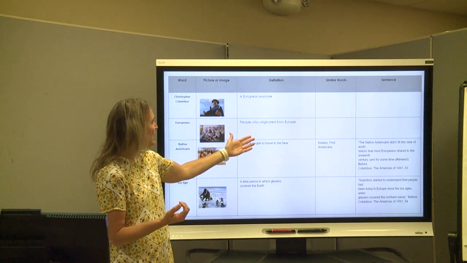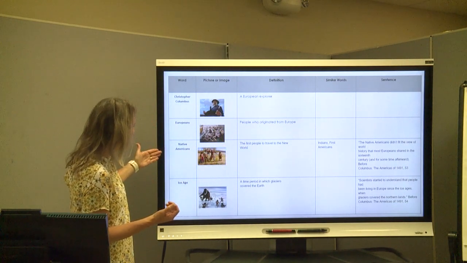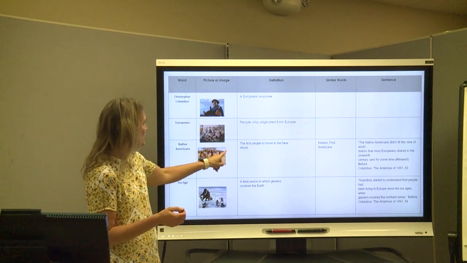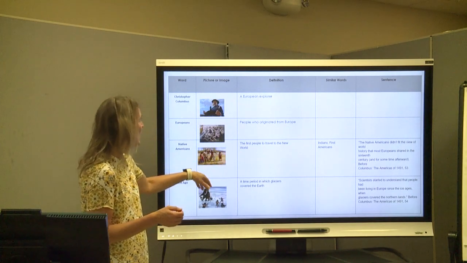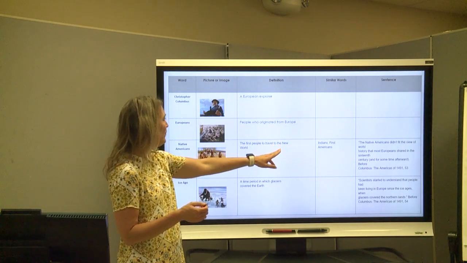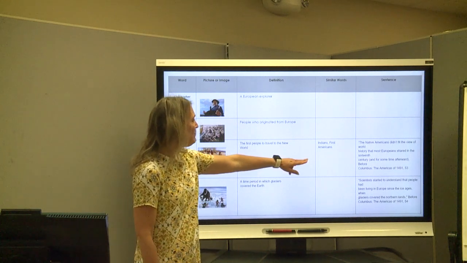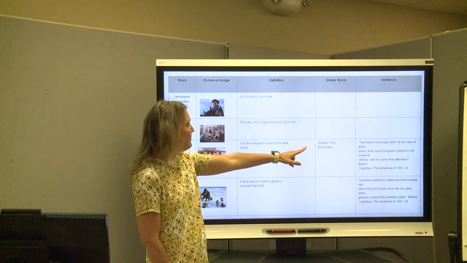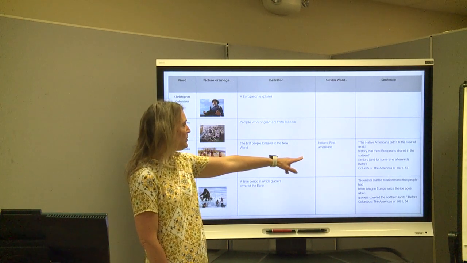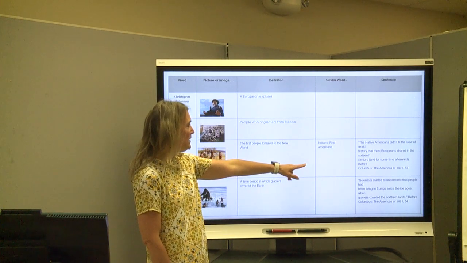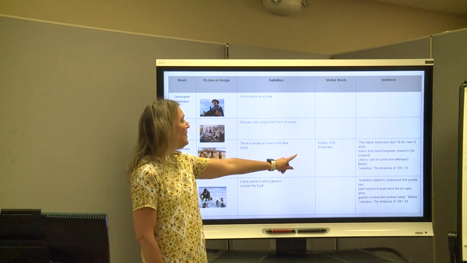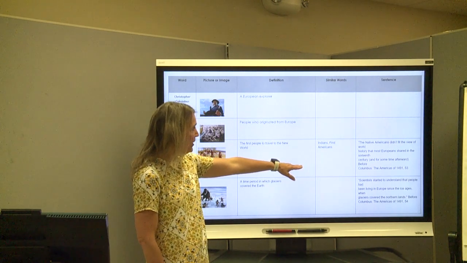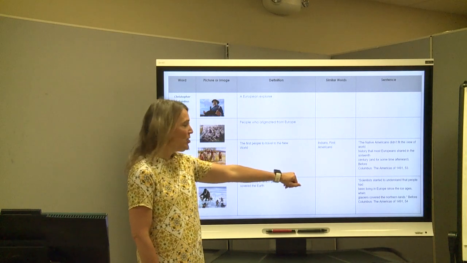Europeans, people who originated from Europe. Native Americans, you see we can add all of this, the first people to travel to the New World. Other names for them were Indians or First Americans. And this comes from the book we just read. We use a quote from a sentence. The Native Americans didn't fit the view of the world history that most Europeans shared in the 16th century and sometimes afterward. That's giving them credit for the before Columbus and quoting the page number.